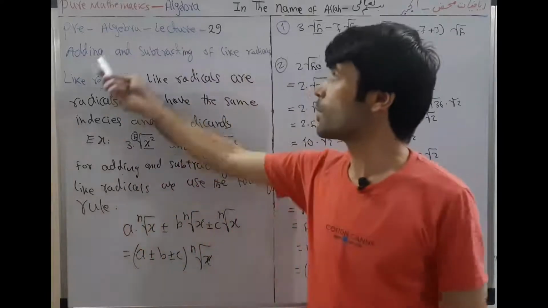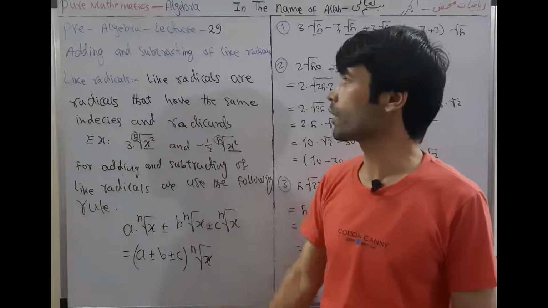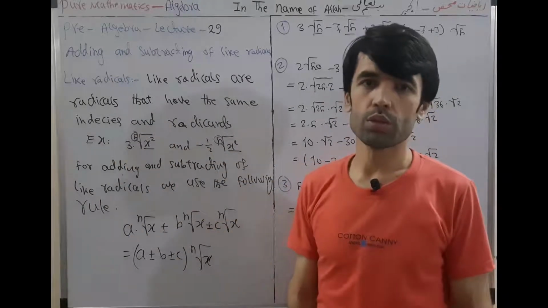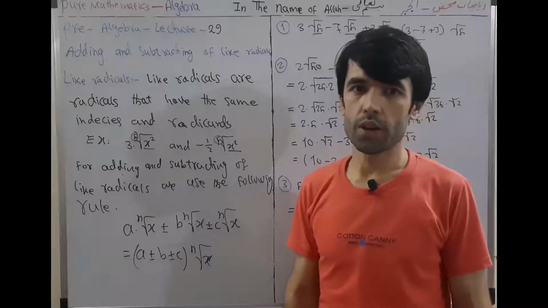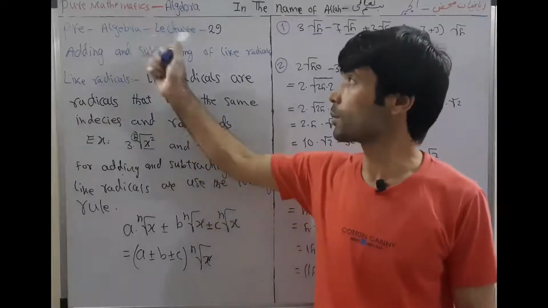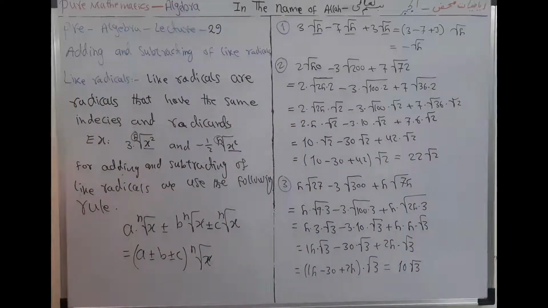It is pre-algebra class lecture 29. Adding and subtracting of like radicals. First we want to define our like radicals. What is like radicals? Then we will explain the process, the method of adding and subtracting of like radicals.